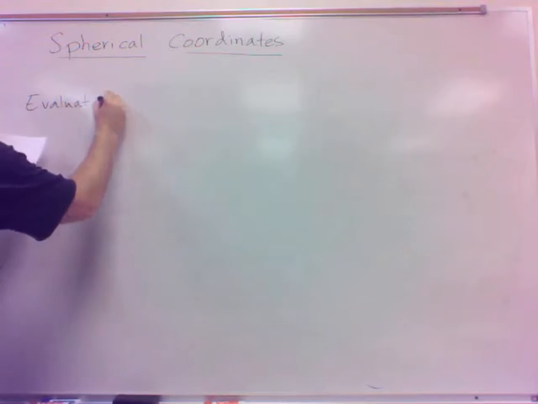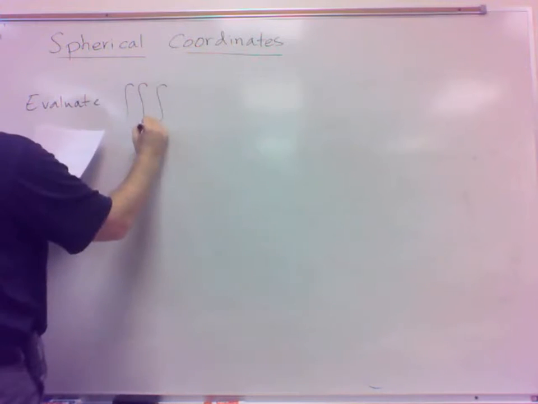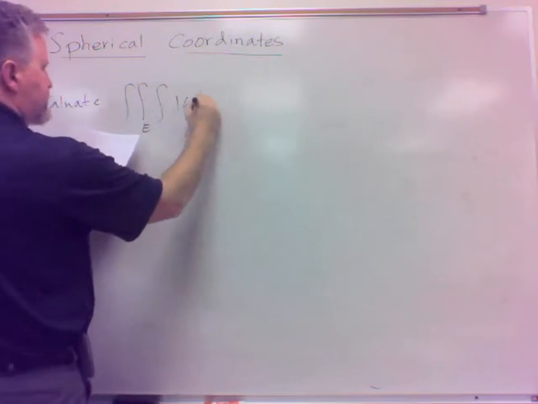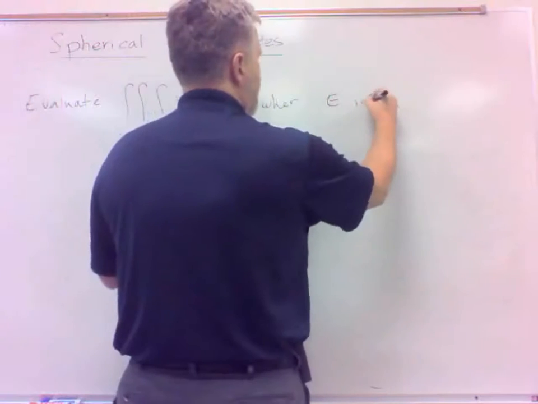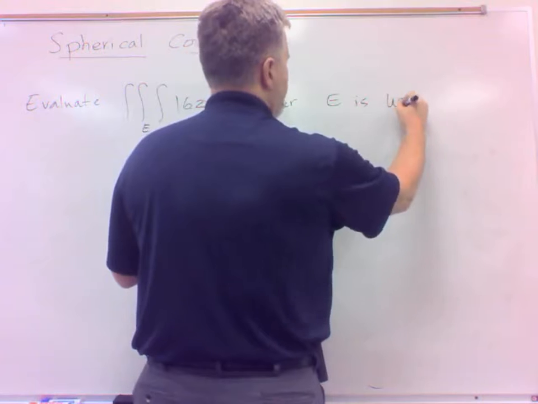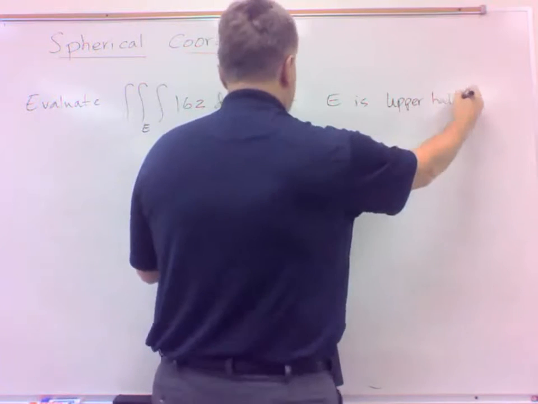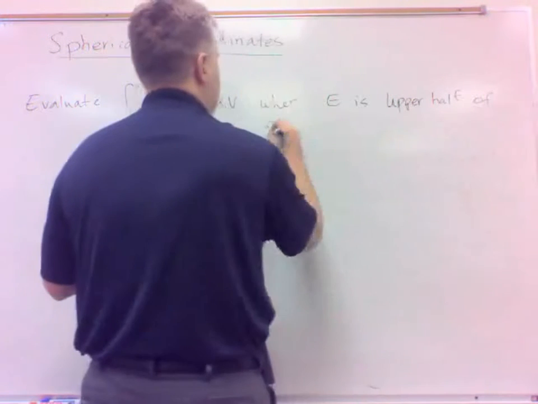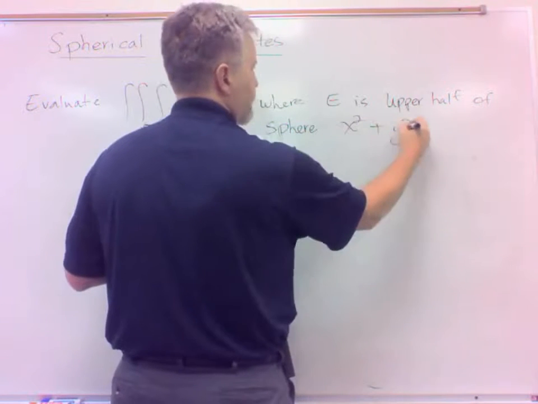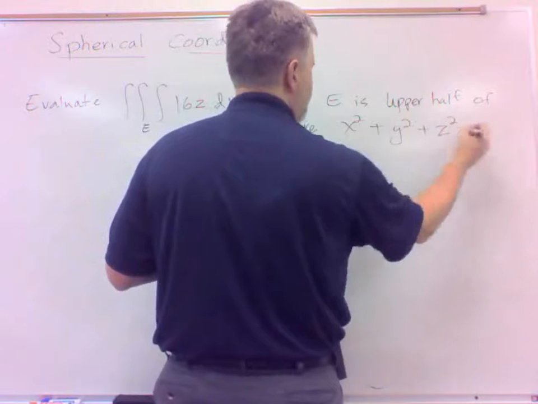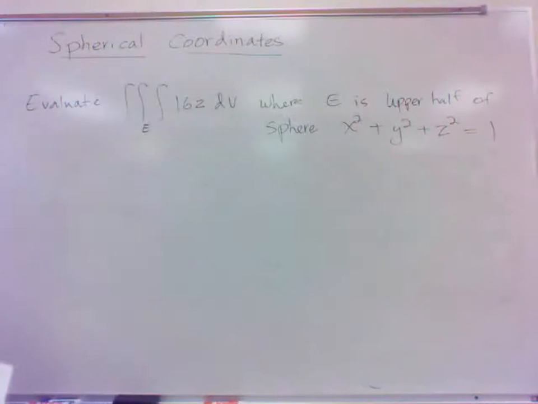We evaluate the triple integral over region E of 16z dV, where E is the upper half of the sphere x squared plus y squared plus z squared equals 1, I should say. Okay, so we've got the upper half of that sphere as region E here, and we're going to integrate 16z with respect to it.